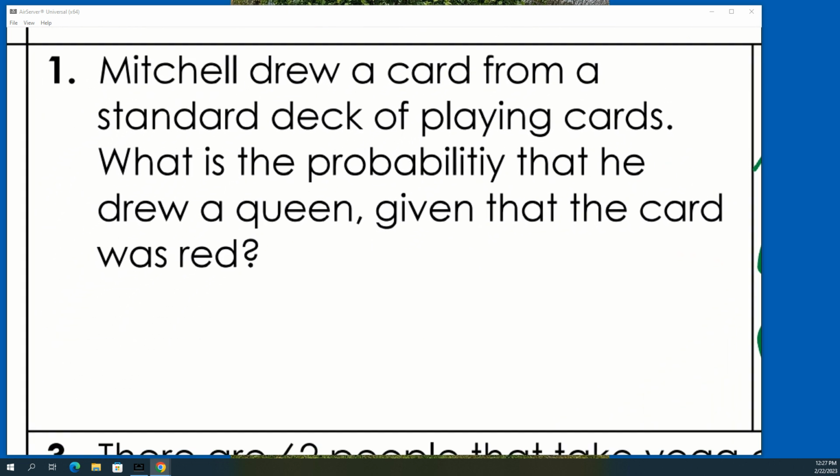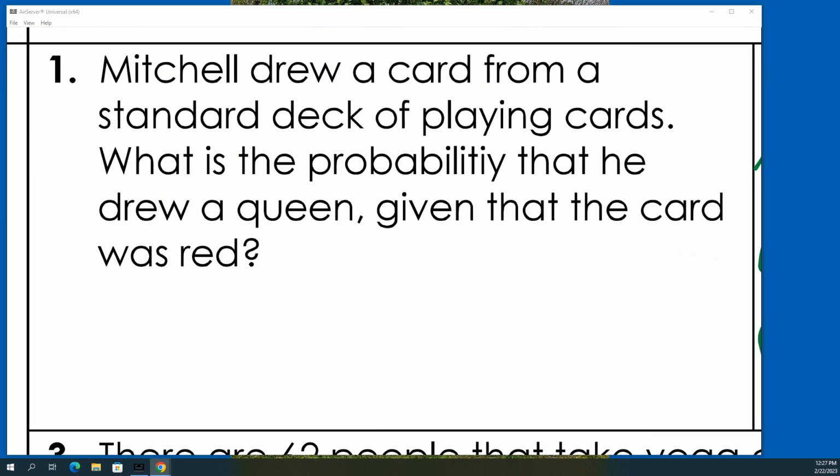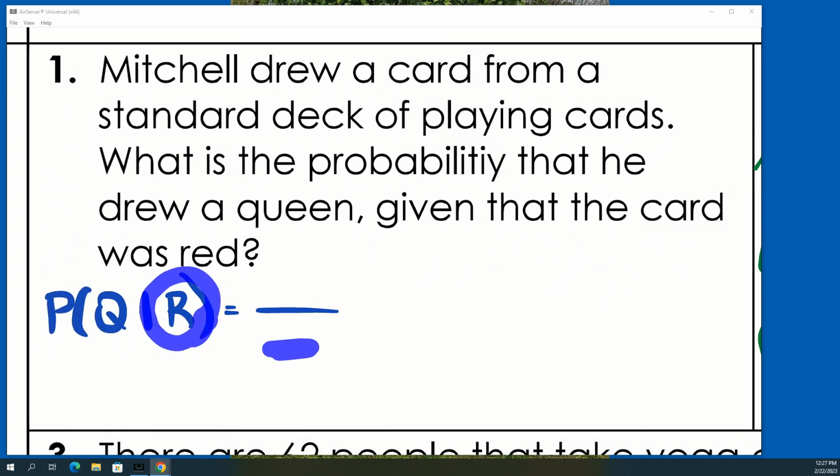Okay, so let's look at number 1. Mitchell drew a card from a standard deck of playing cards. What is the probability that he drew a queen given that the card was red? So we want the probability of a queen, which I'm going to call Q, given red, which I'm going to call R. When I do probability, I almost always do the denominator first. So the bottom of the fraction should be how many red cards are in the deck. How many red cards are in a deck? 26 red.